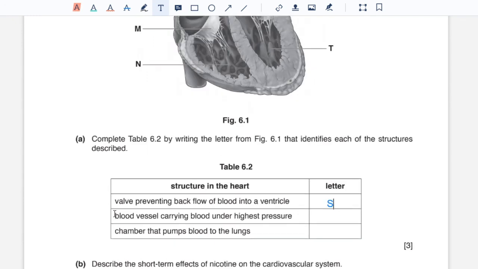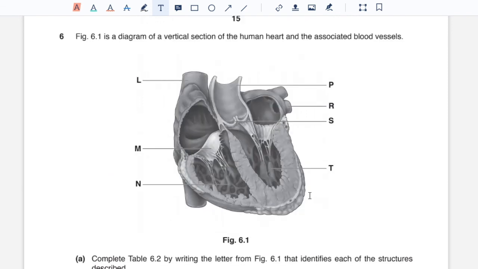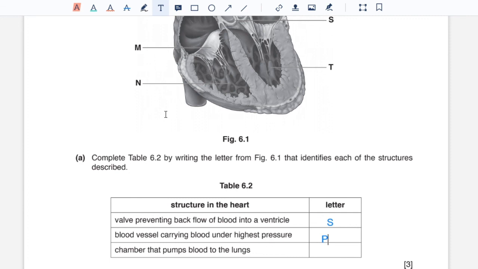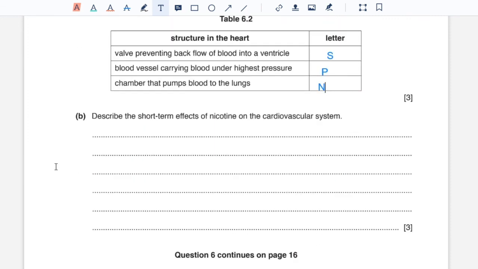The second row asks for the blood vessel carrying blood under the highest pressure, so that would be the aorta, which is P, and the chamber that pumps blood into the lungs, which would be the right ventricle, and that is N over here. B. Describe the short-term effects of nicotine on the cardiovascular system. Nicotine has a few effects, including that it increases heart rate and blood pressure and the risk of blood clotting.